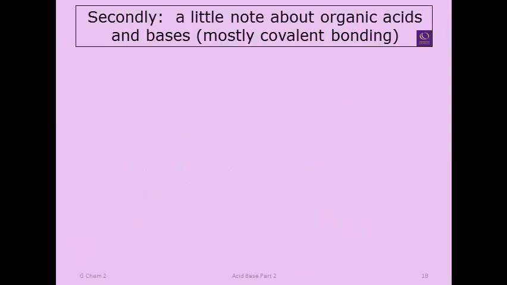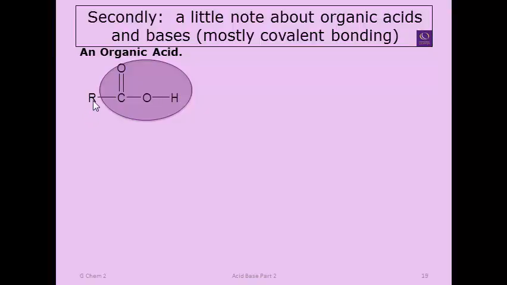Okay, secondly, here's a little note about organic acids and bases, mostly covalent bonding. An organic acid, I want you to be able to look at this structure and identify an organic acid. The key to this is what's called the carbonyl group. It's a C double bond O, also bound to an oxygen. And off that oxygen is bound a hydrogen atom. And then behind it there's this R group, which really is inconsequential. And I'll show you what that means.